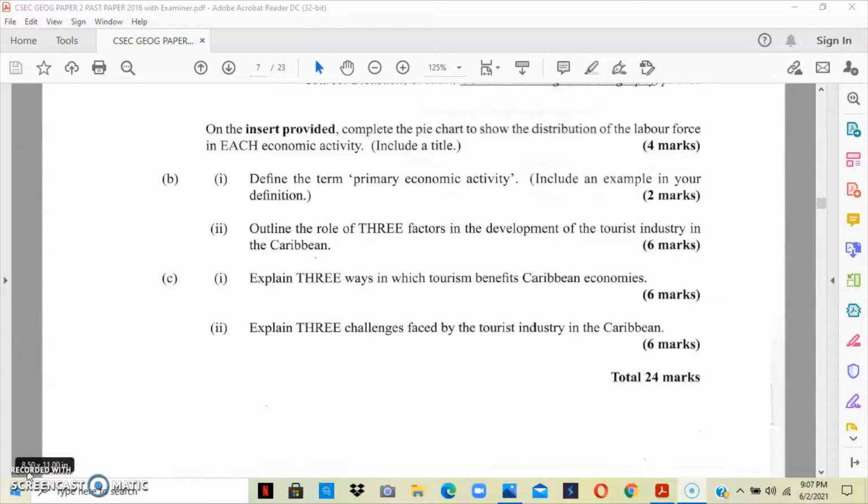Question C, part 1 asks us to explain 3 ways in which tourism benefits the Caribbean economy. Now, tourism in the Caribbean is very, very beneficial because it creates jobs, thus reducing poverty in the Caribbean. It helps us to earn foreign exchange. It helps the government to earn government revenues. Now, how this is done is that tourism contributes to government revenues through taxes on hotels, departure taxes, restaurant licenses, and head tax. So all of these taxes help the government to earn revenues.